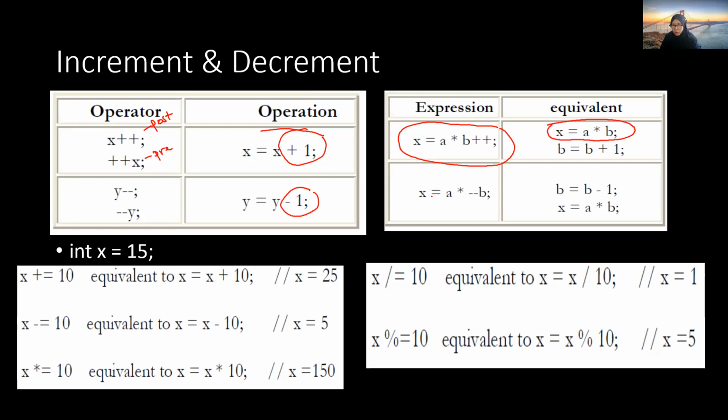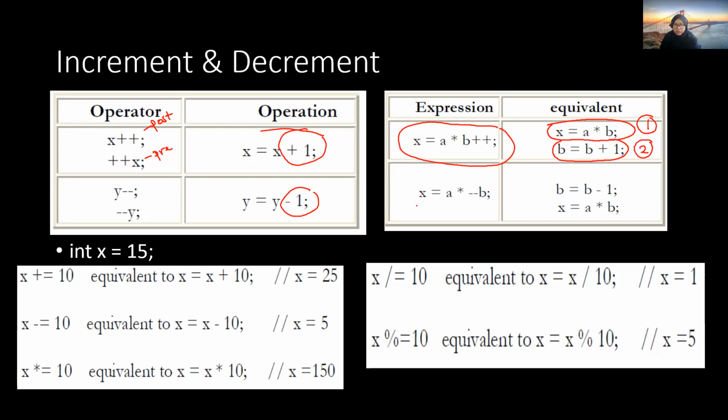Multiply operator first, and then after that, you increase b by 1. So number 1, the first line is multiplication, and then after that you add 1.